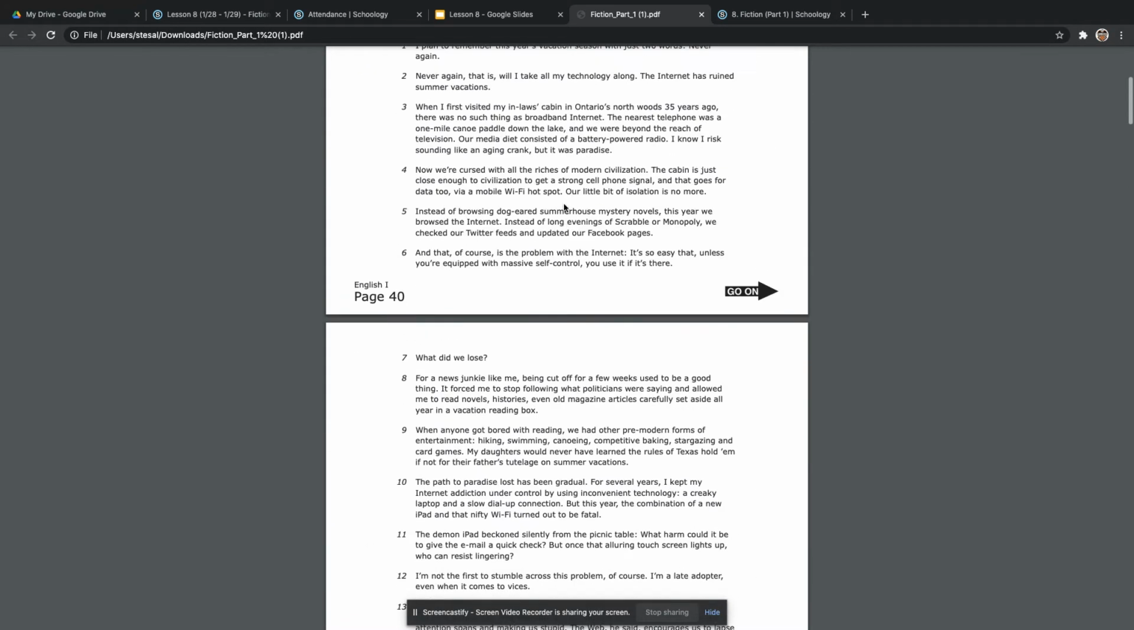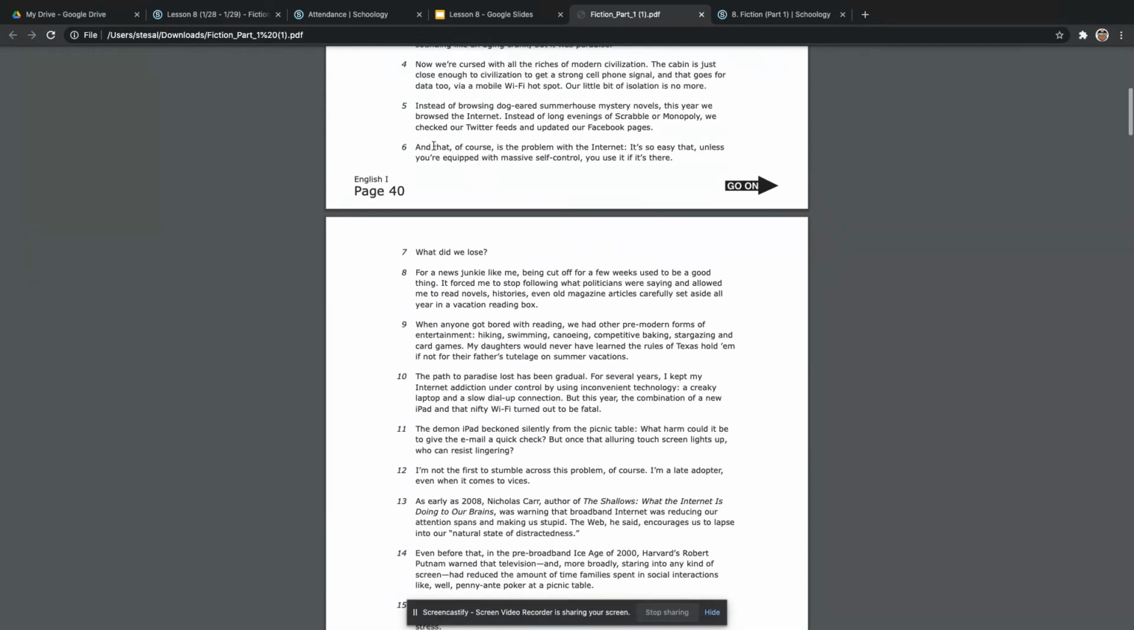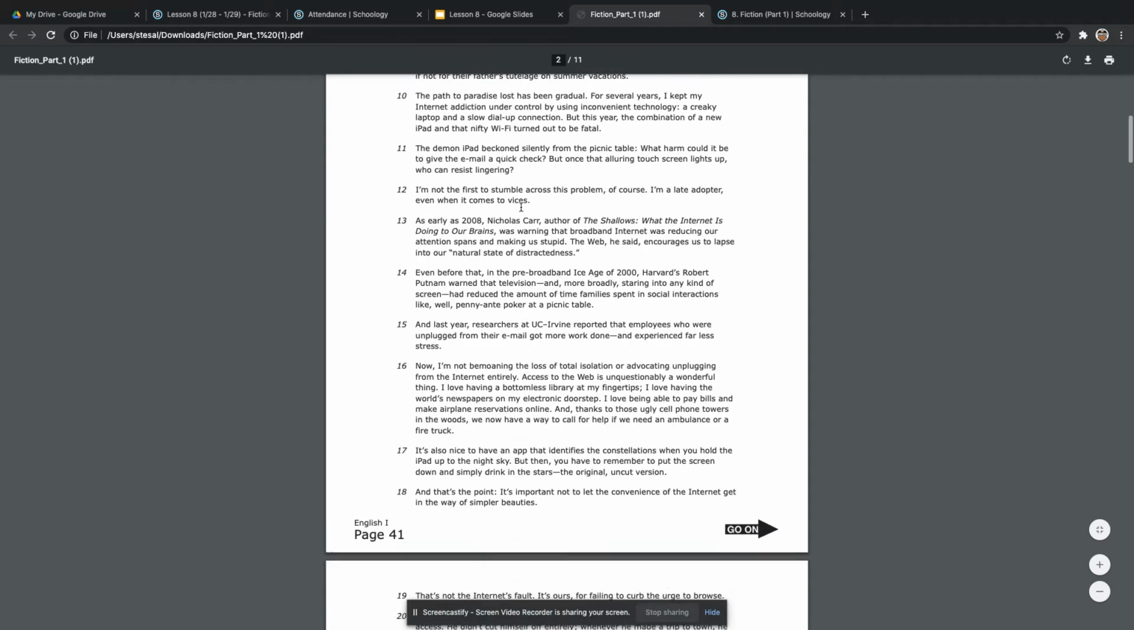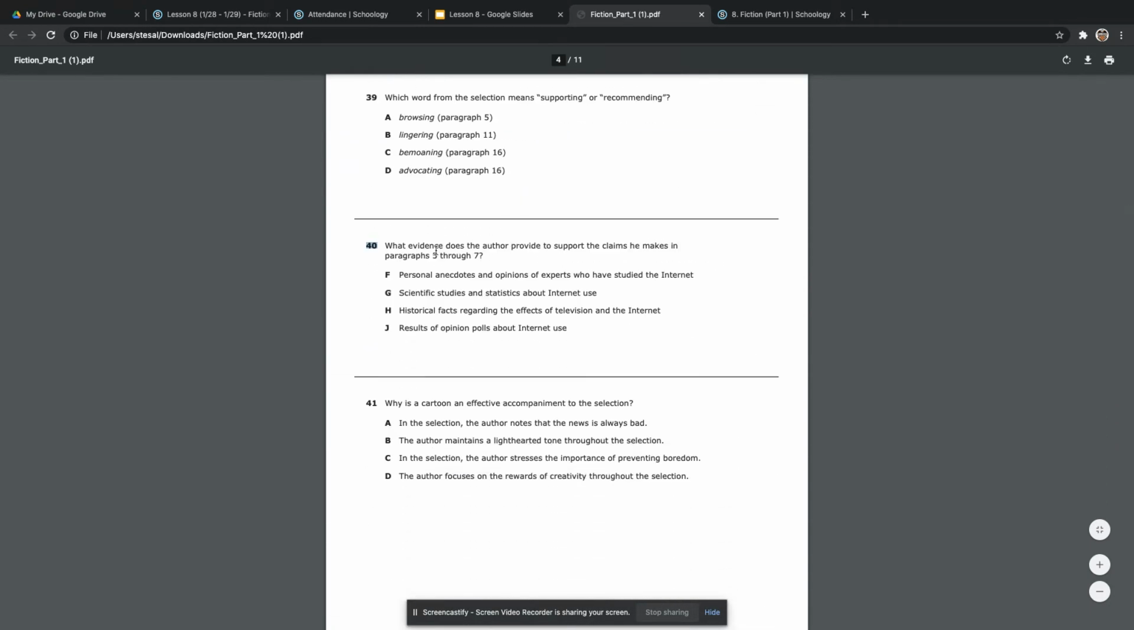So 5 through 7, right here. What I would do is put this in a square box, 5 through 7, and write down 40 in the margin, so I know that it's question 40. And then I would write down the keywords, and the keywords are evidence the author provides to support the claim.